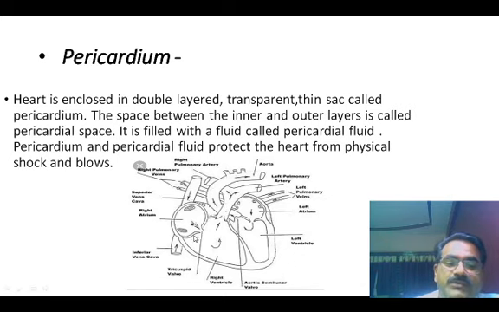The heart of the human being has 4 chambers, 2 auricles and 2 ventricles. The 2 auricles are separated from each other by the interauricular septum, and the 2 ventricles are separated from each other by the interventricular septum. Then the auricles and ventricles are separated from each other by the auriculoventricular septum.